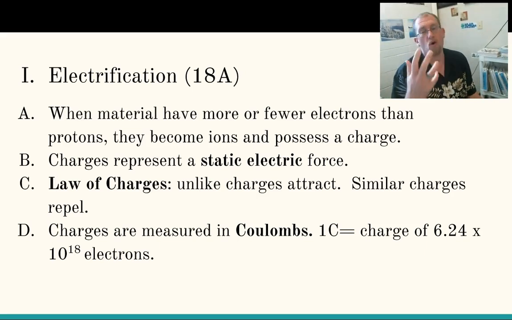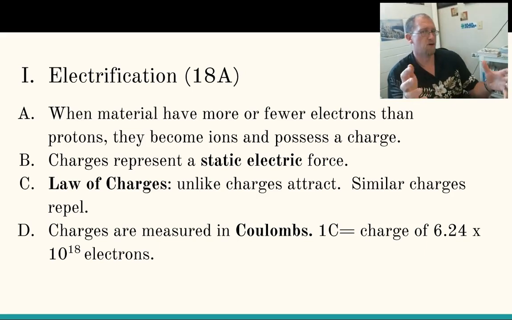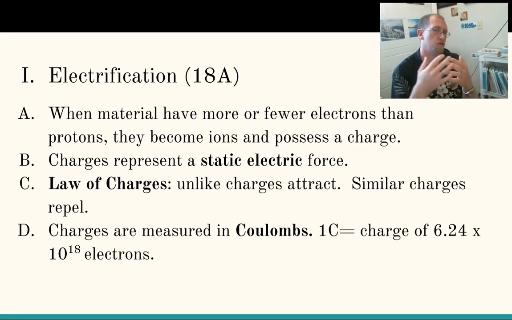Something has more electrons than it used to, so it's got a negative charge to it, or it has fewer electrons than it used to, so it has a positive charge to it. We've talked about it with regard to chemistry. Now we're going to talk about it with regard to physics. So the charge present on a material, because it has gained or lost electrons, in chemistry, we called it an ionic charge, and here we're calling it an electric charge, or a static electric force. And those forces can attract or repel.